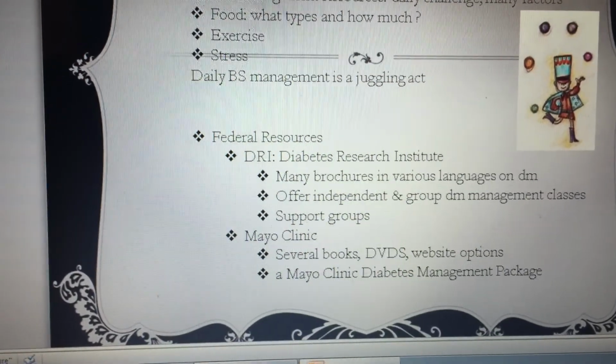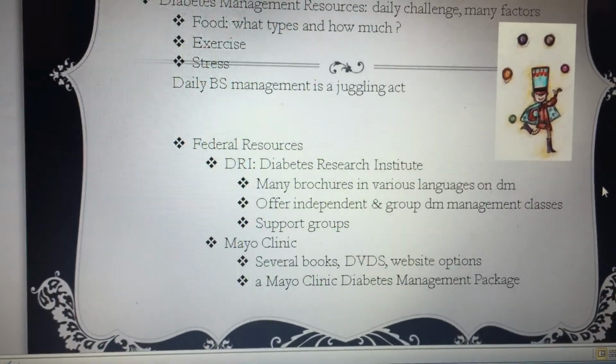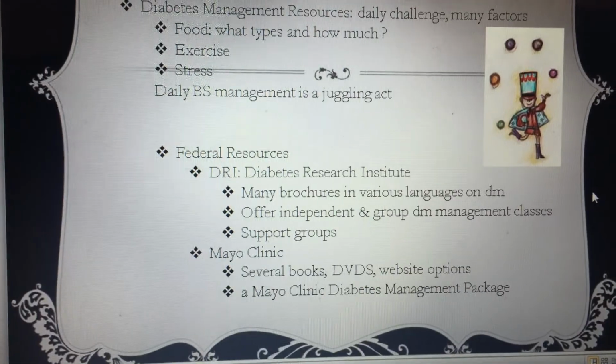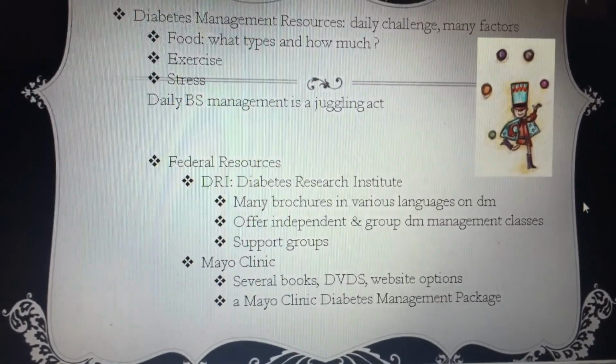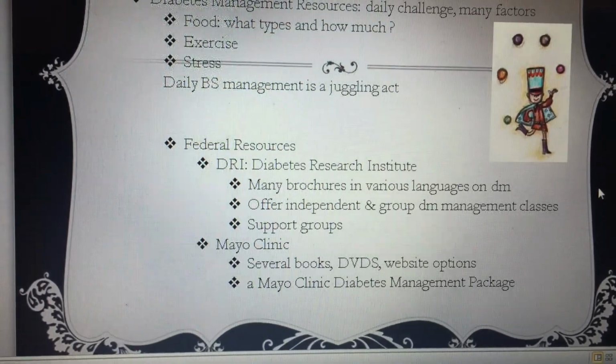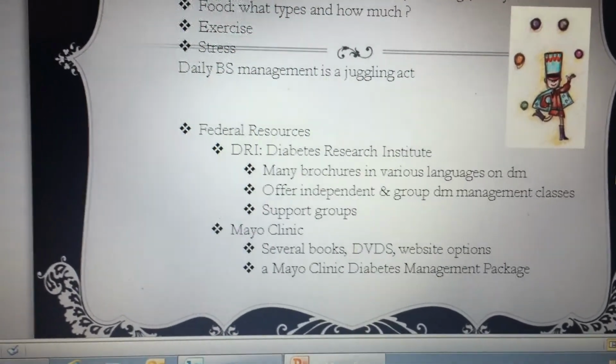Federal resources include the Diabetic Research Institute. They have many brochures in various languages for diabetic management. They offer independent and group diabetic management classes and support groups. The Mayo Clinic has several books, DVDs, and website options. They also have a diabetes management package.